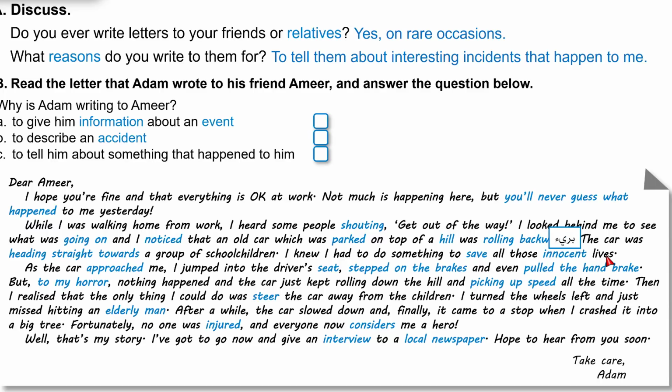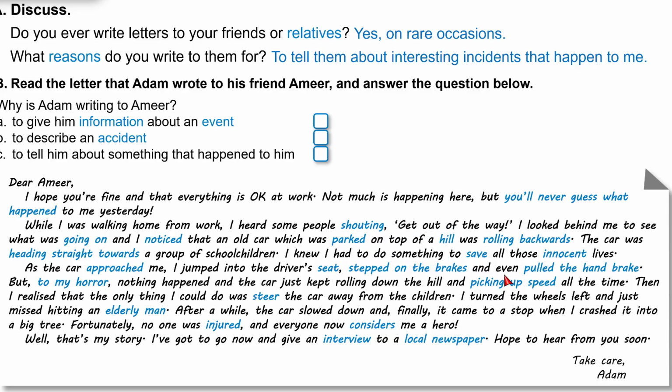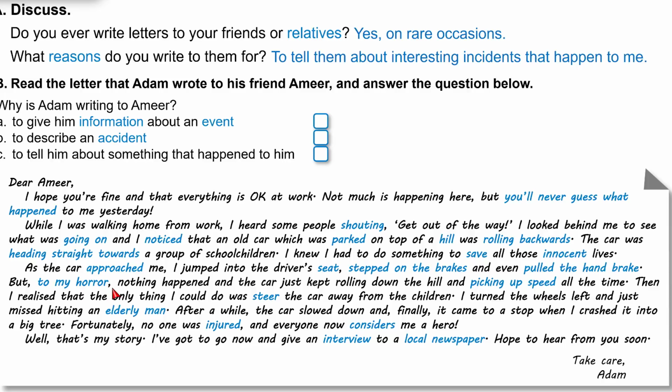They are innocent. As the car approached me, got near me, I jumped into the driver's seat, where the driver sat, stepped on the brakes. That's me stepping on the brakes, and even pulled the handbrake. That's me pulling the handbrake. But, to my horror, what scared me, nothing happened, and the car just kept rolling down the hill and picking up speed. Its speed was increasing, going faster and faster all the time.